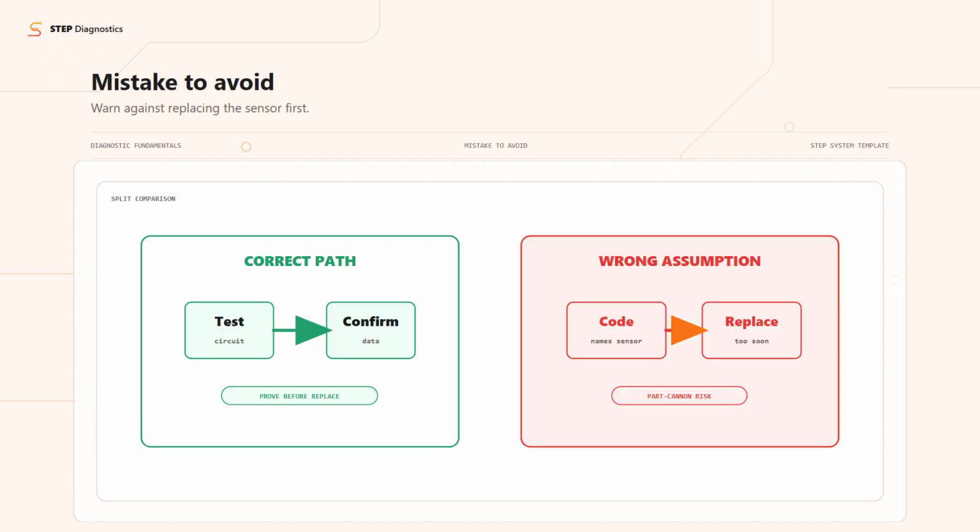Do not replace the sensor yet. The takeaway is to prove power, ground, signal, and scan data first. If those checks agree with the expected behavior, then the sensor becomes a stronger suspect. If they do not agree, the circuit or data path is still the story.